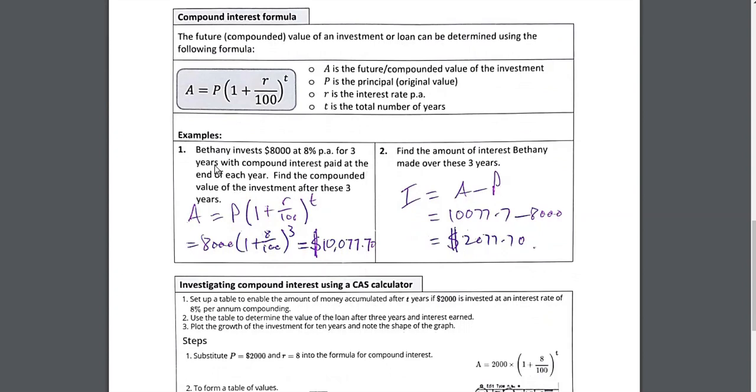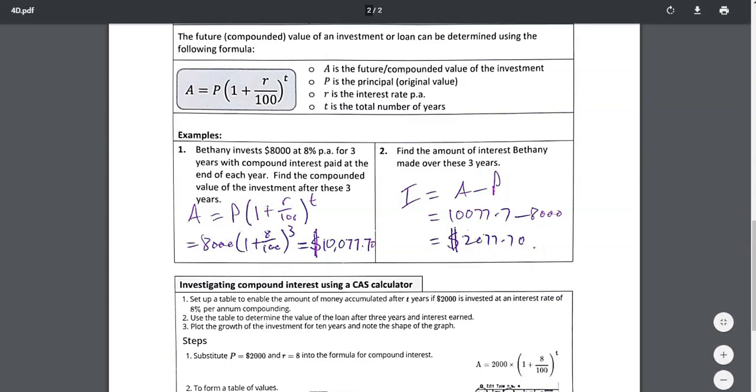Question 1. Bethany invests $8,000 at 8% interest per annum for 3 years with compound interest paid at the end of each year. Find the compounded value of the investment, which means just the final value of the investment, after these 3 years. So what will her $8,000 have grown to after 3 years of compound interest at 8% per annum? So we write down the formula and then we substitute in our values.